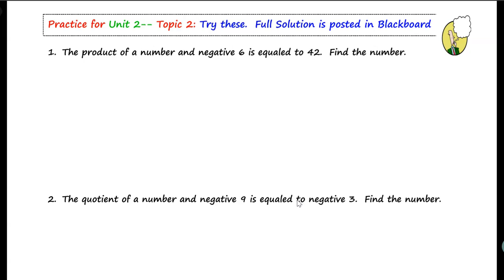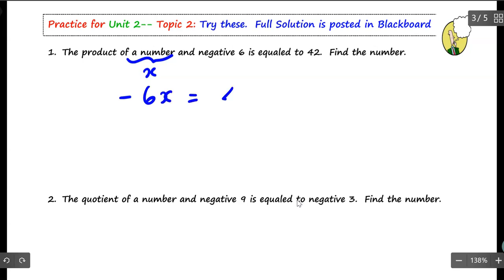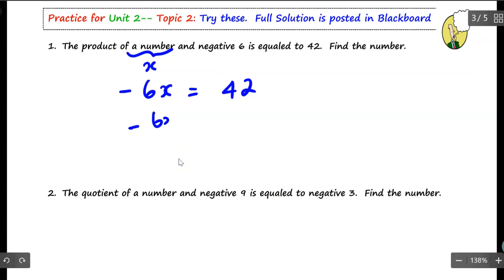Okay, so now we are talking about the product of a number and negative 6. Whenever we talk about product, it means we multiply. So that number is x, okay? So the product of this x and negative 6 is equal to 42. So I'm going to put negative 6x equal to 42. So I take negative 6 multiplied by x. You see? Okay, now divide both sides by negative 6. I should have x equal to negative 7.